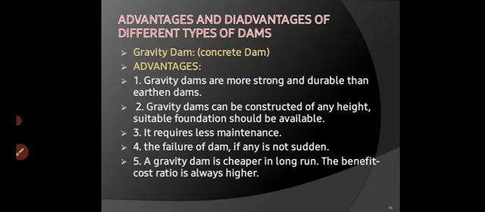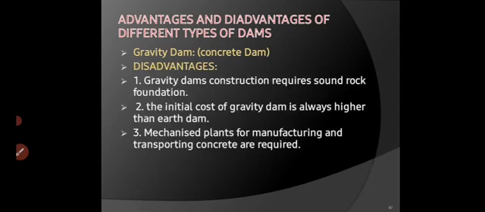Now let's see the advantages of the gravity dam, or concrete dam. Gravity dams are stronger and more durable than earth dams, obviously. A gravity dam can be constructed to any height, provided a suitable foundation is available. It requires less maintenance. The failure of the dam, if any, is not sudden, so we get prior intimation. A gravity dam is cheaper in the long run. The benefit cost ratio is always high. So the benefits are great in comparison with the earthen dam.